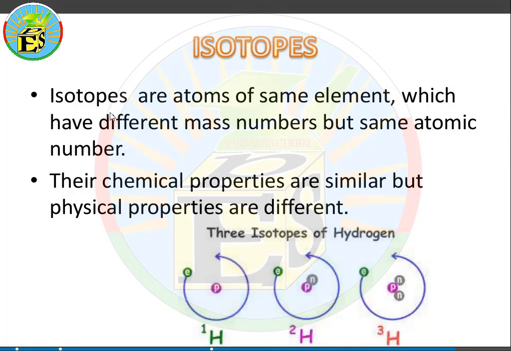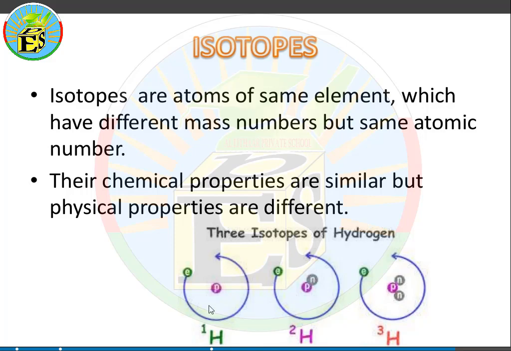Isotopes. What is the meaning of isotopes? Isotopes are atoms of the same element which have different mass numbers but the same atomic number. Their chemical properties are similar but their physical properties are different.